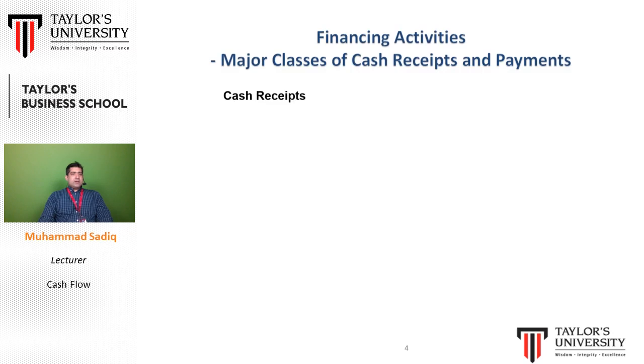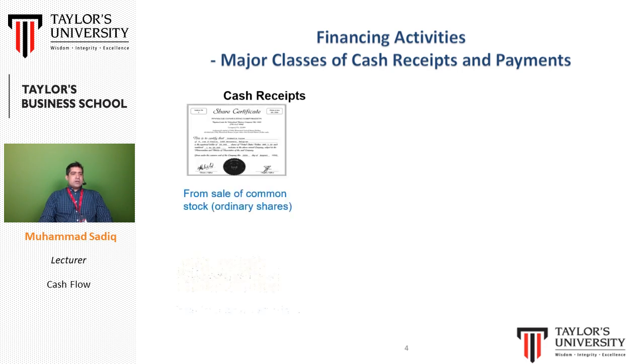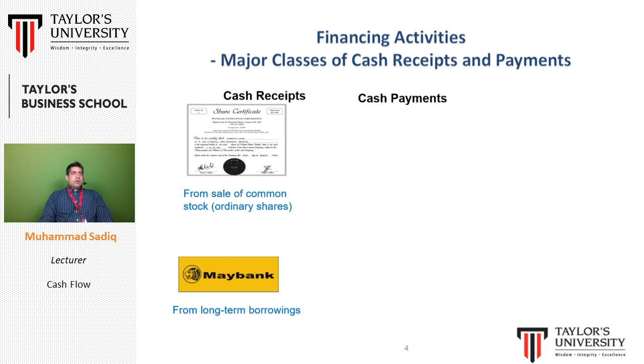Our last activity is financing activity. Under financing activity, when we apply for a loan and we receive the loan from the bank, then it will be recorded as cash receipts in the cash flow statement. Similarly, if we issue any shares in the market and we receive the payments against the shares, then it will also be recorded as cash receipts in financing activities.